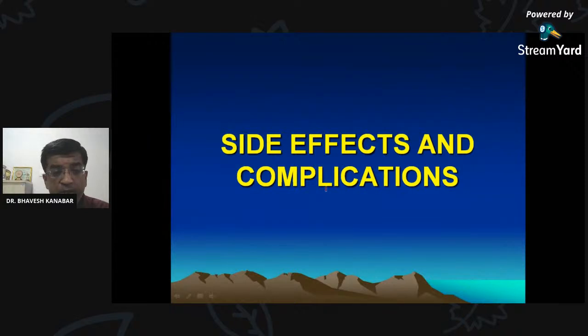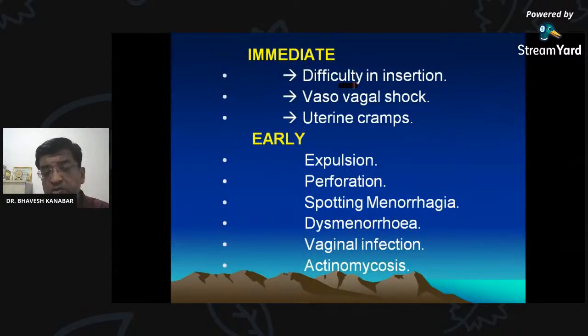Side effects and complications. Immediate side effects: difficulty in insertion in some women. We have seen that it is a very easy method for insertion, but in some women it may occur, but with proper technique and proper skill this difficulty can be removed. Then vasovagal shock: with a very, very rare chance, during insertion vasovagal shock can occur, but it is theoretical. Uterine cramps. Early side effects: expulsion in some women, particularly in case of a multiparous woman, there can be a chance of expulsion. We have seen different percentages of expulsion with the different devices.